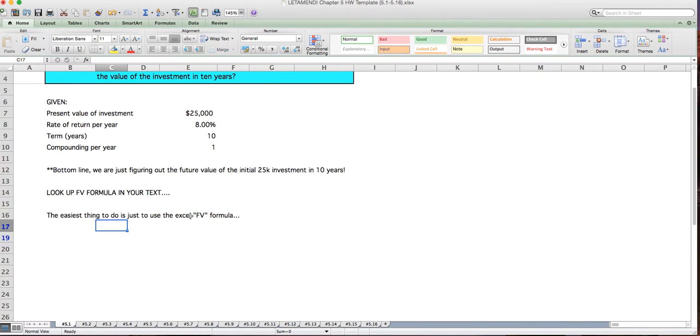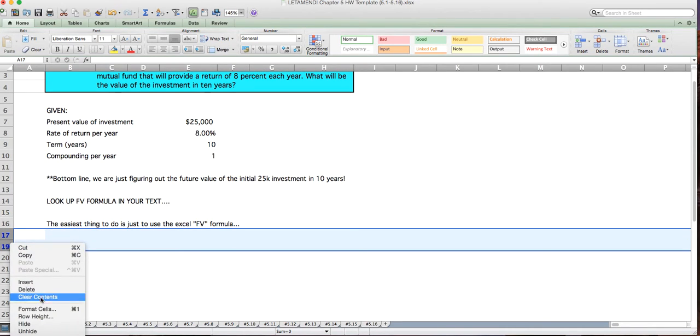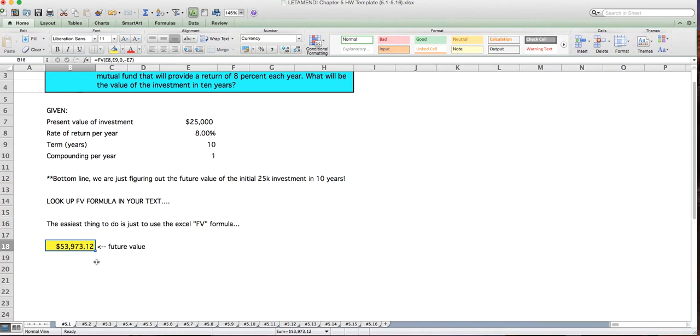So the easiest thing to do is just to use the Excel FV formula, which is the future value formula. And when we do that, the future value comes up to $53,973.12, which yes is consistent with what's in the book. So now if you look at the future value formula, let's see what it consists of. It consists of all the information that's right here. So let's try to do it here on the side so you can have a better understanding of what goes in it.